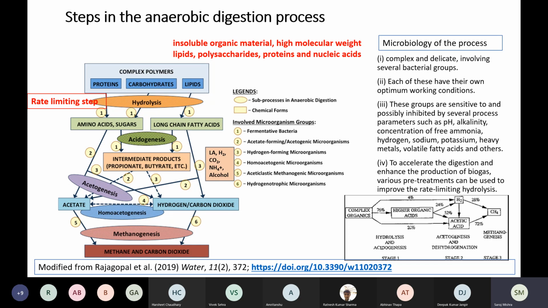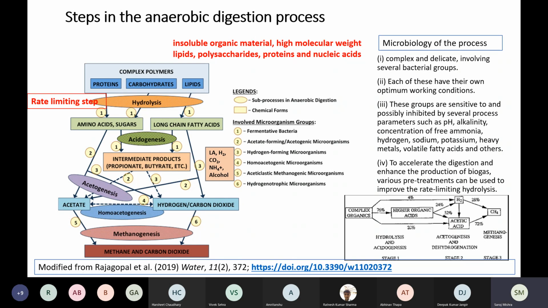So when you talk about anaerobic digestion, you have to make sure that all these conditions are satisfied for all these different groups of microorganisms. These groups are sensitive to, and possibly inhibited by, several process parameters such as pH if it fluctuates too much, alkalinity, concentration of the free ammonia which is generated, hydrogen, sodium, potassium, heavy metals, volatile fatty acids and others. The objective of putting down all of these factors is to make you understand that when optimization has to be carried out, all of these factors need to be individually addressed.